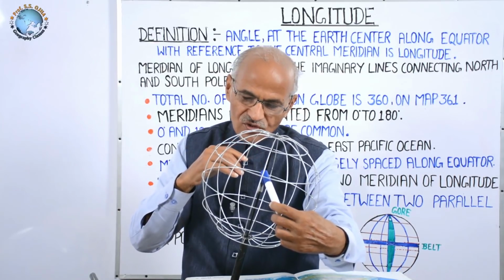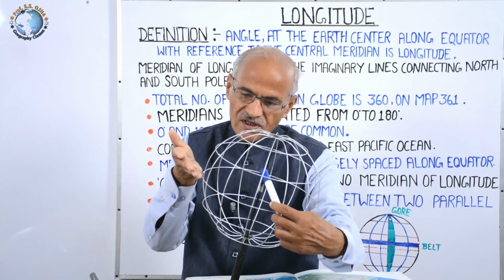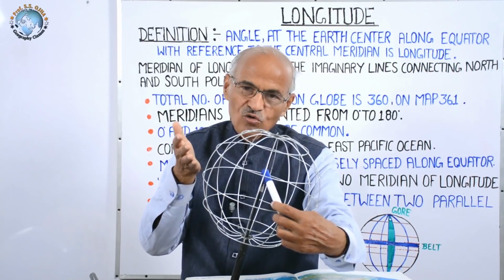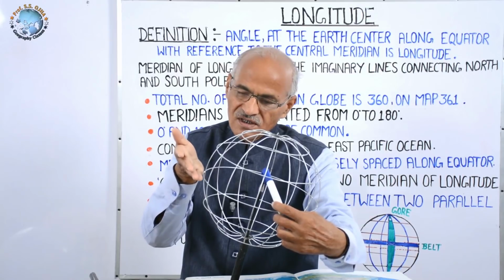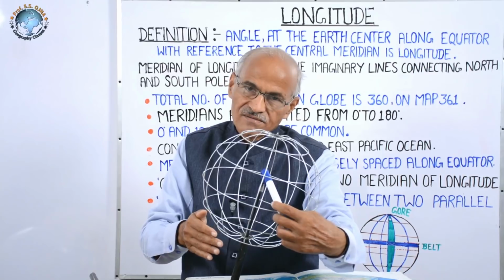Previously you learned that if we cut this globe along the equator, the globe is divided into two parts: this one the northern hemisphere and this one the southern hemisphere.